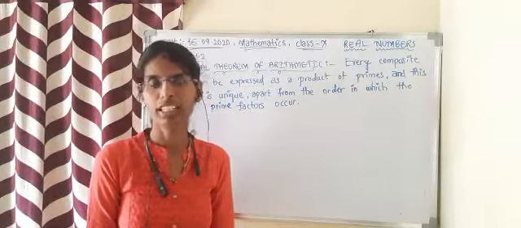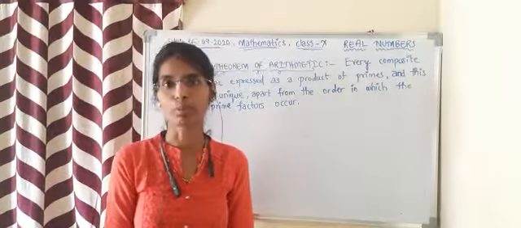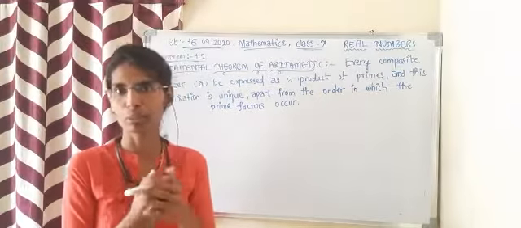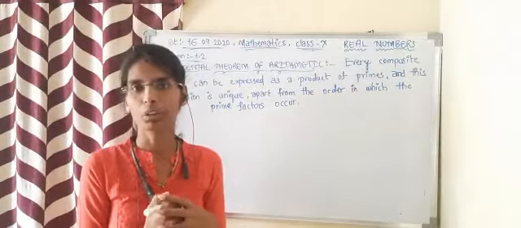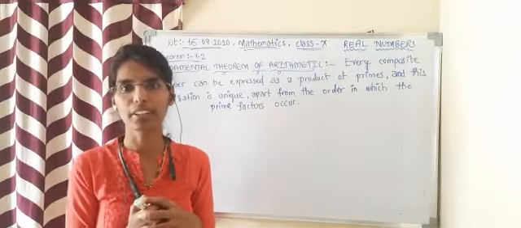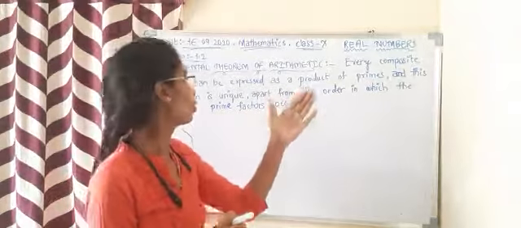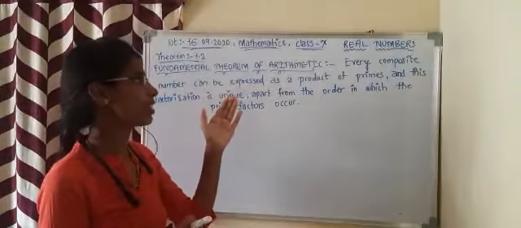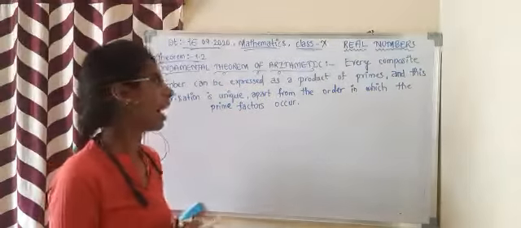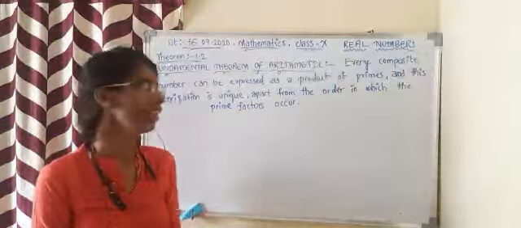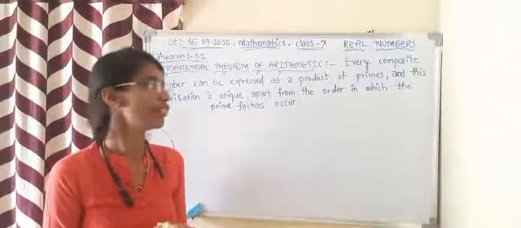Hello everyone. In our yesterday's class, we have seen the problems of exercise 1.1 and we will be learning about the fundamental theorem of arithmetic today. What is the fundamental theorem of arithmetic? Let us read the definition. Every composite number can be expressed as a product of primes, and this factorization is unique apart from the order in which prime factors occur.